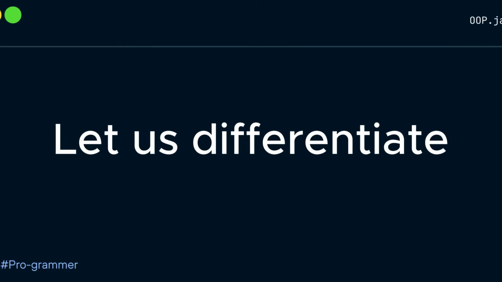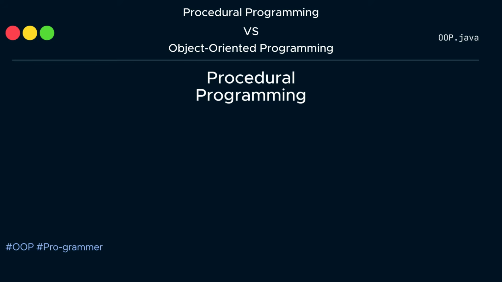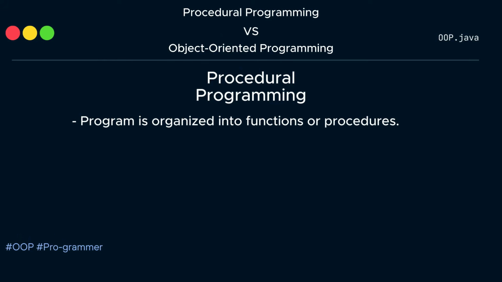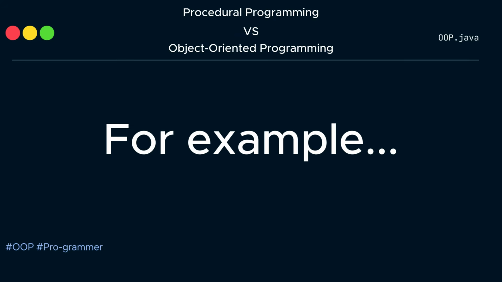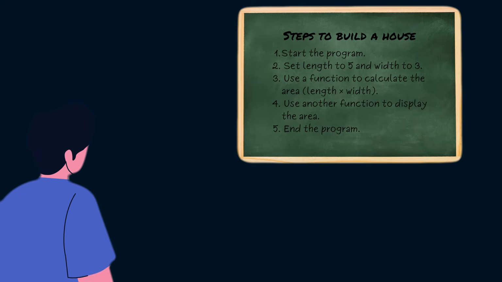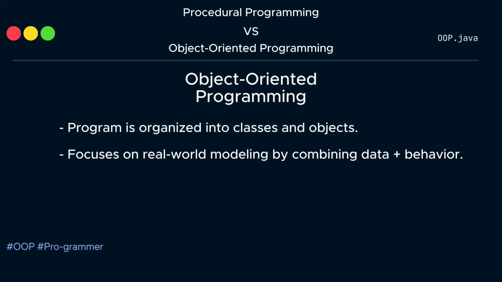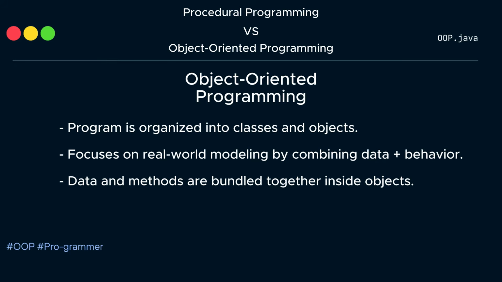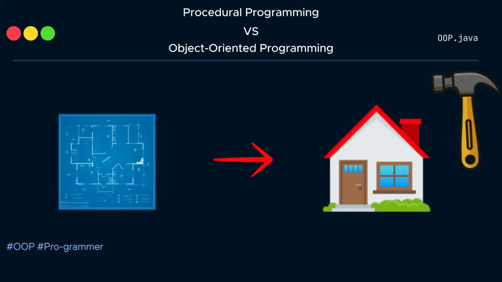Next, let us differentiate procedural programming and object-oriented programming. For procedural programming, the program is organized into functions or procedures, and focuses on step-by-step instructions to manipulate data. Data and functions are separate. For example, here are the steps to build a house. While in OOP, the program is organized into classes and objects, and focuses on real-world modeling by combining data and behavior. Data and methods are bundled together inside the objects. For example, here's a house blueprint. Build actual houses from it.